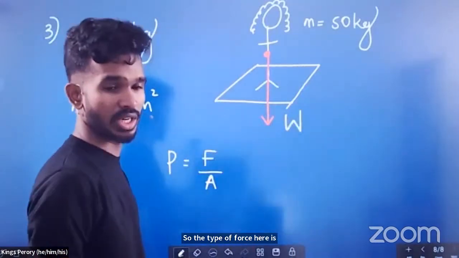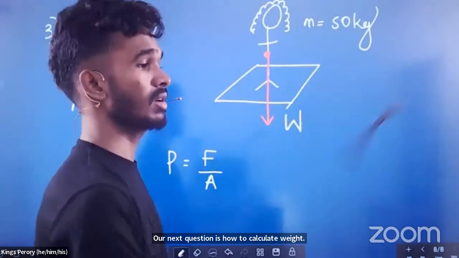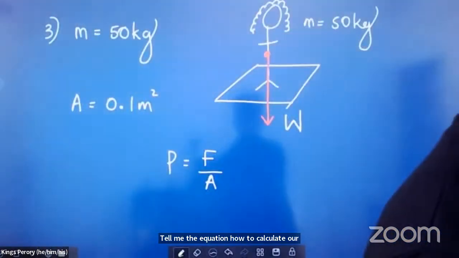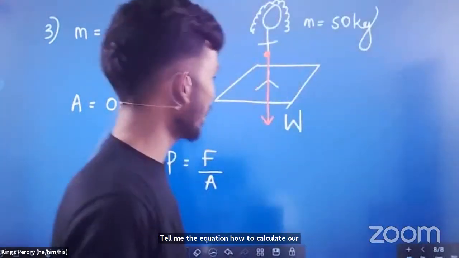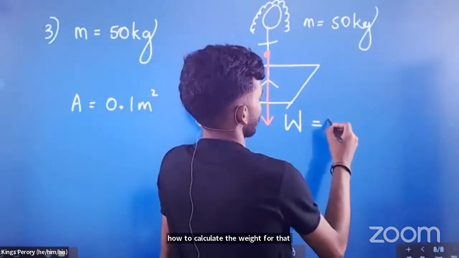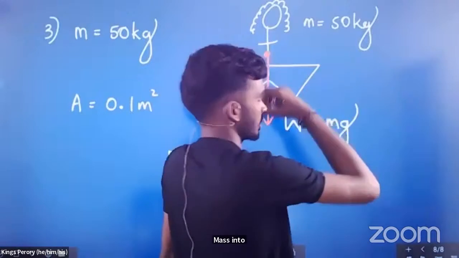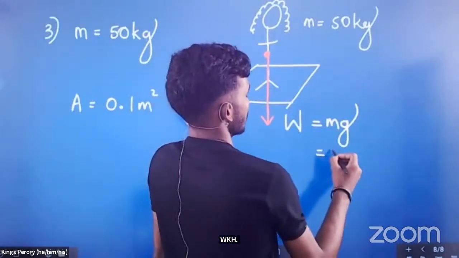Now the next question is how to calculate weight. Tell me the equation. How to calculate the weight? Weight equals mass into gravitational acceleration. W equals m times g. Mass is given, 50 kg.